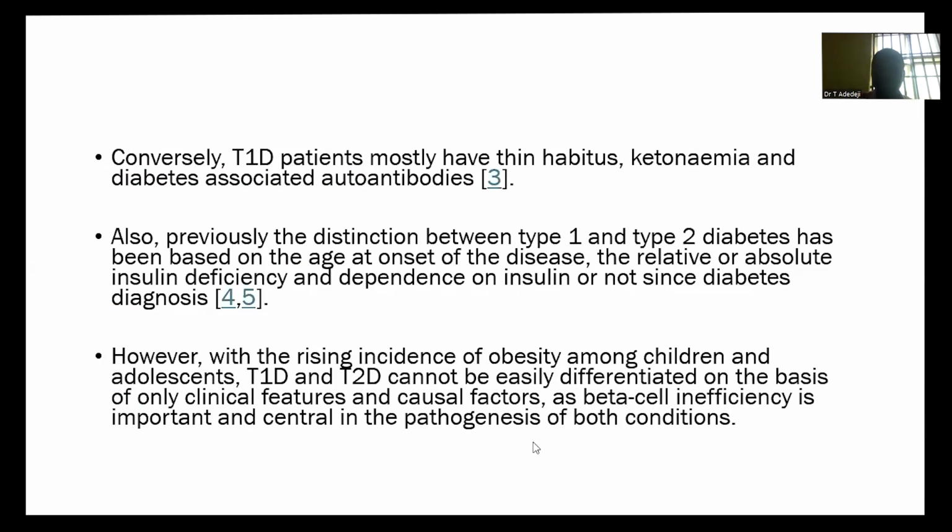Also, previously, the distinction between type 1 and type 2 diabetes has been based on age at onset of disease, the relative or absolute insulin deficiency, and dependence on insulin after diagnosis. However, with the rising incidence of obesity among children and adolescents, type 1 and type 2 diabetes mellitus cannot be easily differentiated on the basis of clinical features alone, and causal factors such as beta cell dysfunction are important and central in both conditions as related to their pathogenesis.